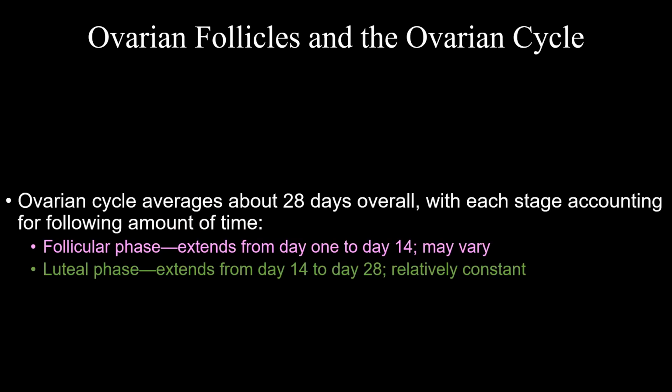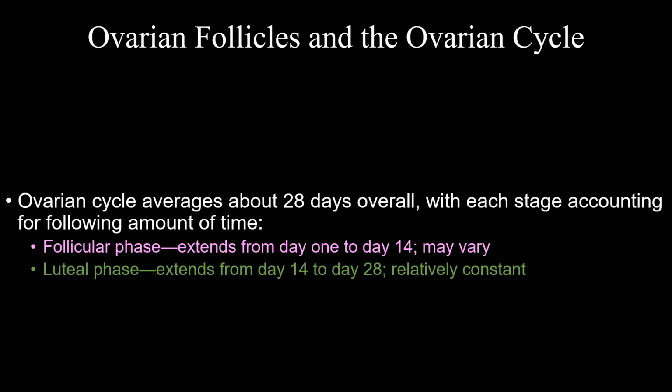Now, if you assume the ovarian cycle of 28 days, the follicular phase typically goes from day 1 to day 14, and ovulation will occur on day 14. And then the luteal phase will extend from day 14 to day 28. However, less than a quarter of the women in the world normally have 28-day cycles. Cycles as short as 21 days or as long as 40 days are pretty common.